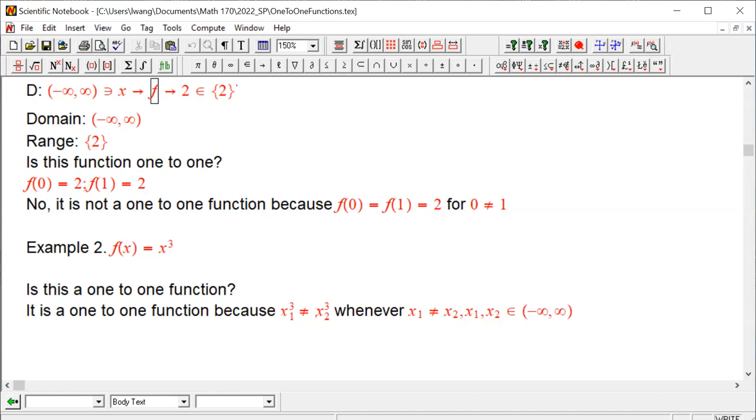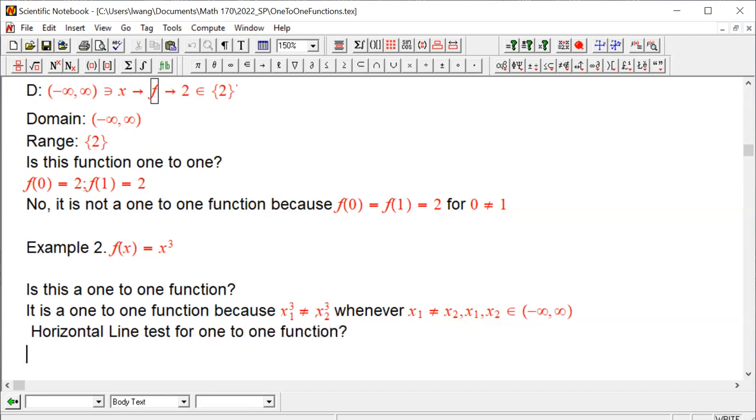Okay. The next question is, is there a graphic test, such as a vertical line test? For the vertical line test, we use it to test if a graph is a function. Do we have a line test for a one-to-one function? The answer is yes. We actually have a horizontal line test for one-to-one functions.